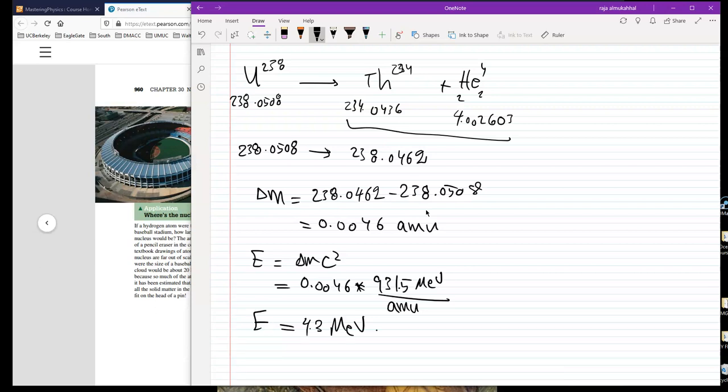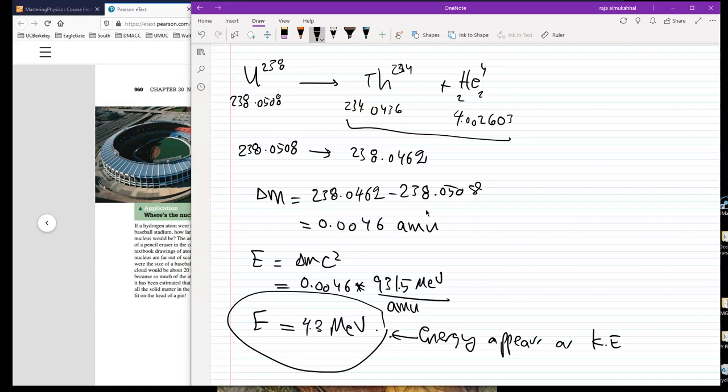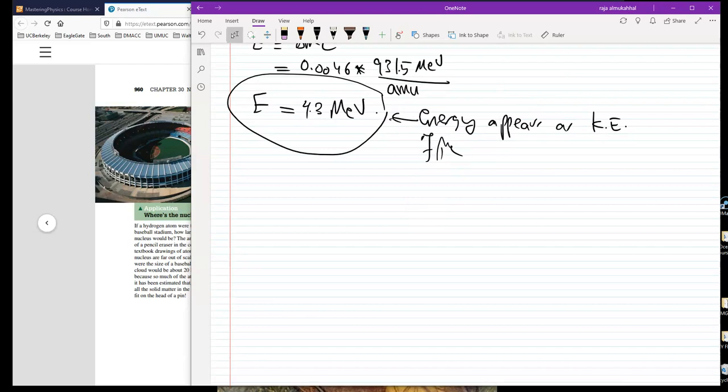Okay, so this is the energy that comes after this. Let me write it down. This energy appears as kinetic energy of the recoiling thorium and alpha particle.